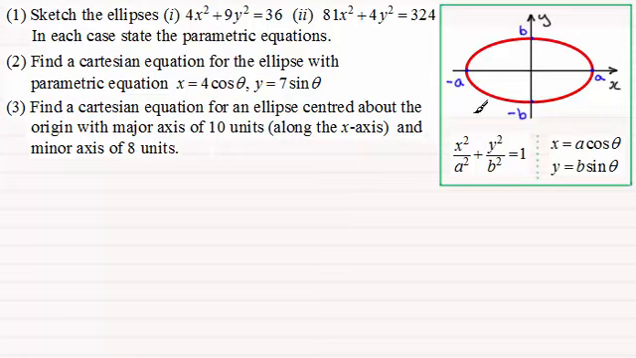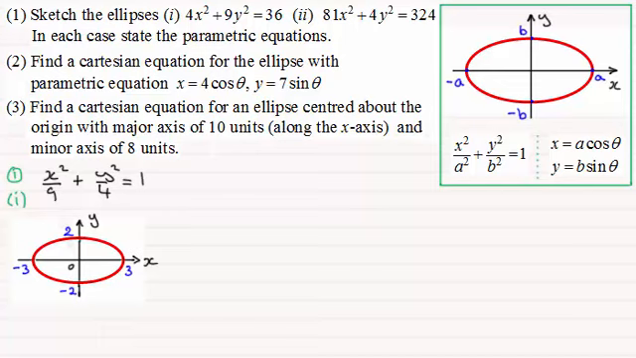Okay? So with this first equation, if we're to sketch it, then I want to put it into this form, and I can do that quite easily just by dividing through by 36. So for question 1, part 1, if I divide through by 36, I'm going to get x squared over 9 plus y squared over 4 equals 1. And from this we can see that a squared would be 9, b squared would be 4, so a would be 3, b would be 2. And that helps us sketch our ellipse.